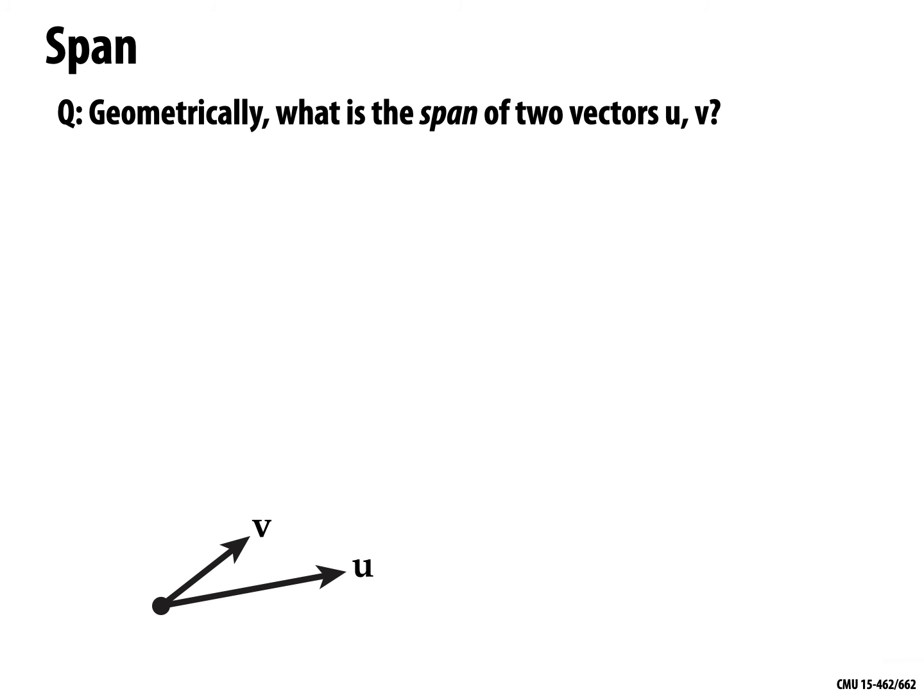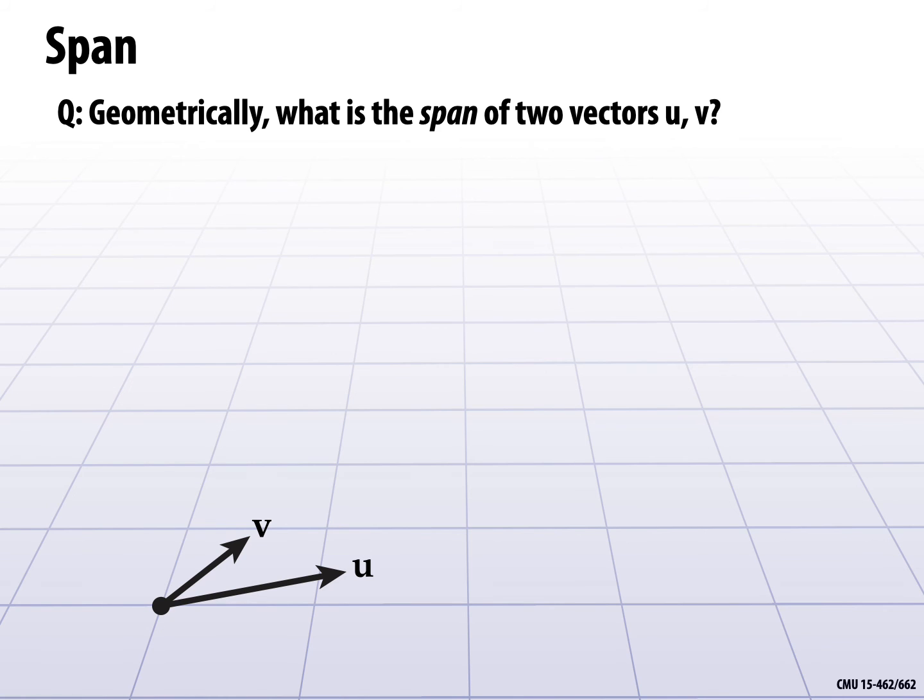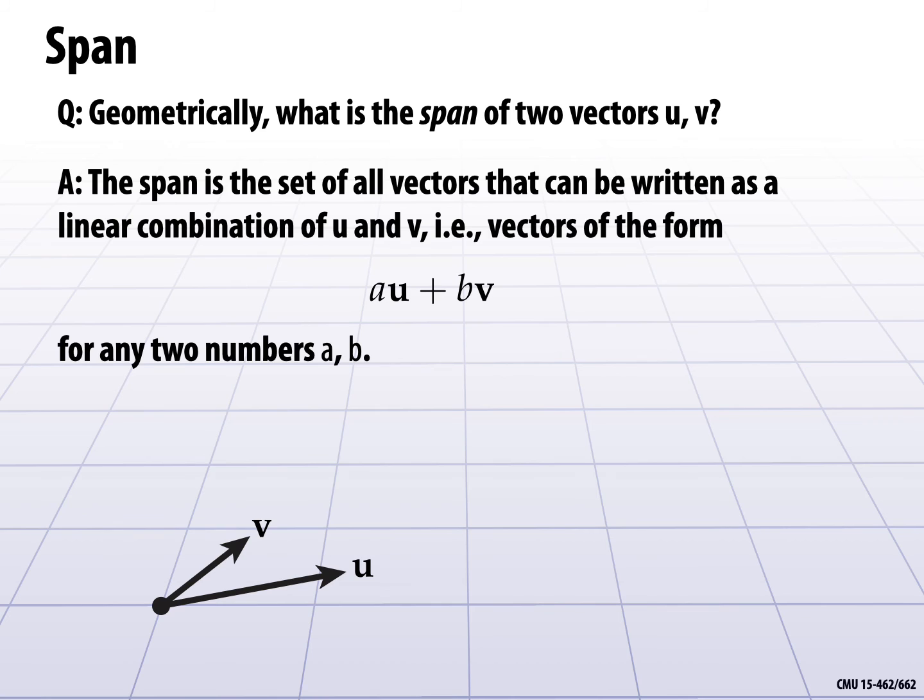Well, what should really come to mind is a plane that contains u and v, but doesn't contain the rest of three-dimensional space. Right? A two-dimensional space in three-dimensional space containing u and v. We can be more algebraic about this and say the span is the set of all vectors that can be written as a linear combination of u and v. In other words, vectors of the form au plus bv, where a and b are any two numbers. So anywhere we can get by walking some distance along u and some distance along v, but we can't walk in the normal direction of this plane.